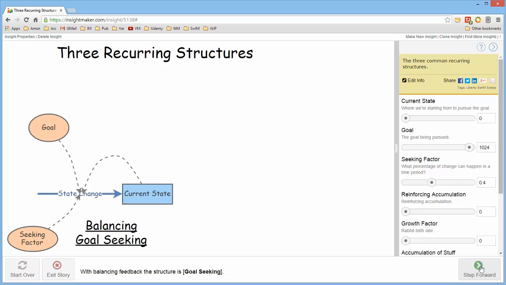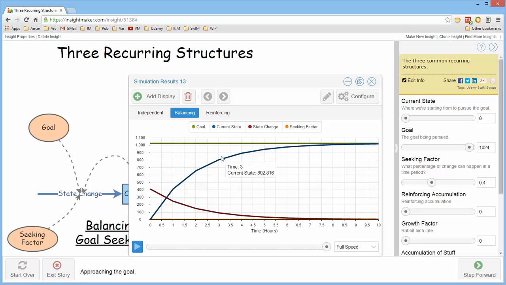The second structure is a balancing or goal-seeking structure, where the current state and the difference between that and the goal is responsible for the state change, which is intended to cause the current state to move in the direction of the goal. And there's typically some factor that's used to govern the amount of the gap that actually changes the current state from period to period. Now note that goal-seeking structures or balancing loops always have goals, and it's appropriate to identify what that goal is.